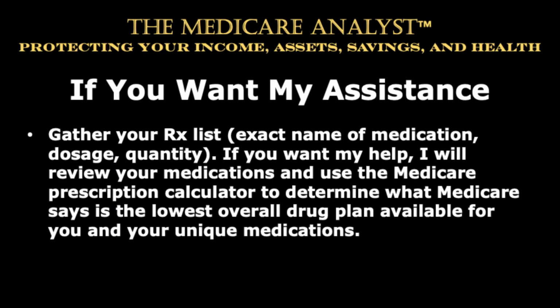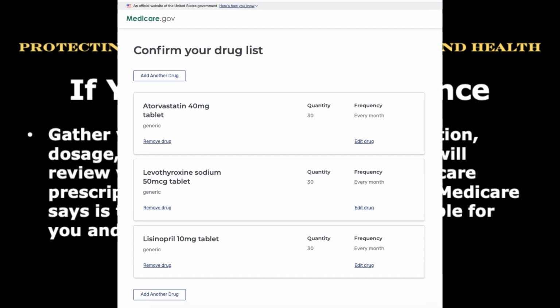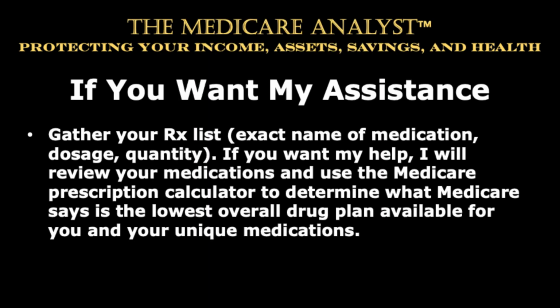And in some cases, once you sign it, I have to wait 48 hours before I can go over the plan benefits with you. So if you want my assistance, the best thing I can tell you is to gather all your prescription information, the exact name of the medication, the dosage, and the quantity. If you want my help, I will review your medications and use the Medicare prescription calculator to determine what Medicare says is the lowest overall drug plan available for you and your unique medications.